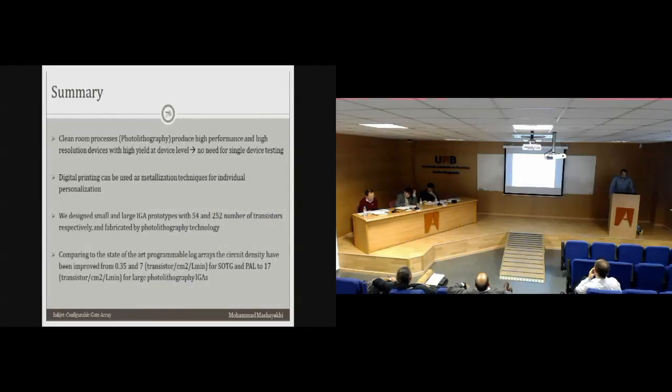So as a summary to this step, we are saying that clean room processes like photolithography produce high performance and high resolution devices with high yield at device level. So we don't need to test each individual transistor to extract the failure map, as we don't expect to have any. Digital printing can be used as a metallization technique for individual personalization of the gate arrays.